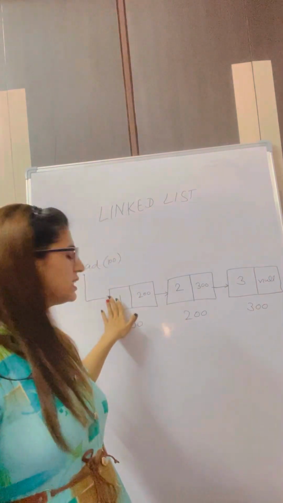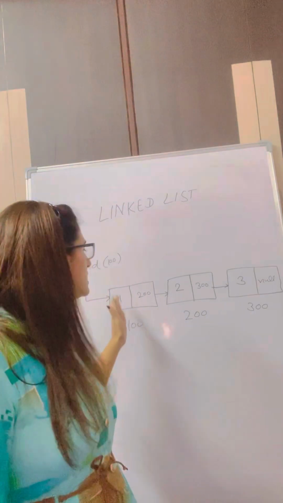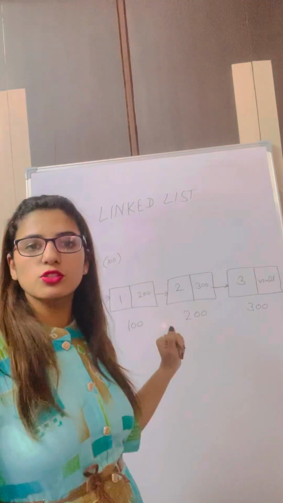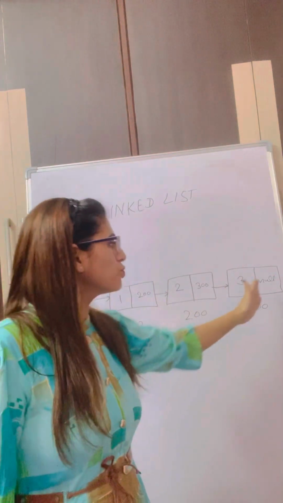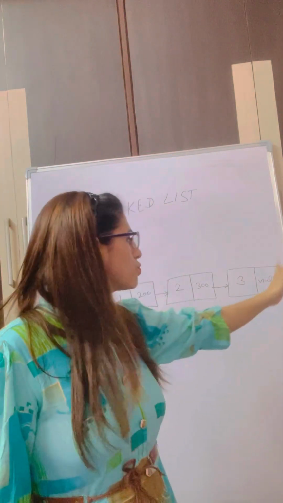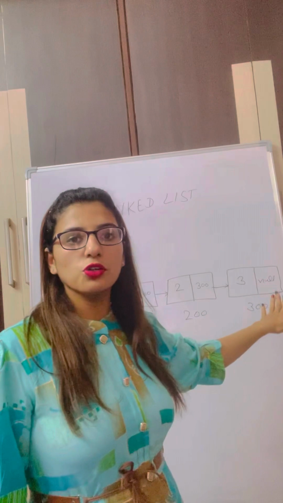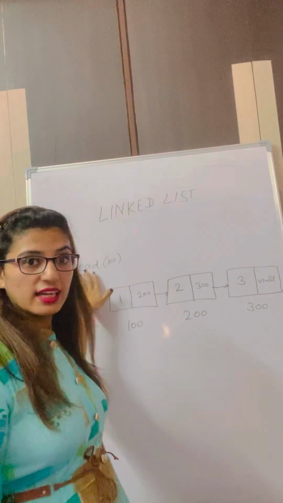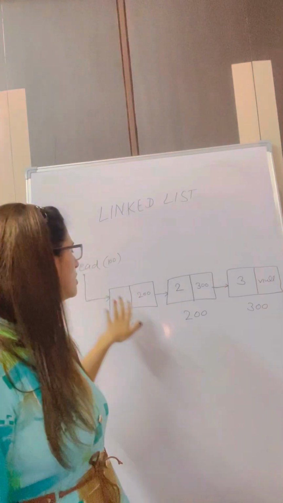So in the data part 1 is stored and in the address part address of next node, that is 200, is stored. And as there is no address of fourth node, so we have stored null in order to indicate end of the list. And there is a special pointer head that always points to the first node.